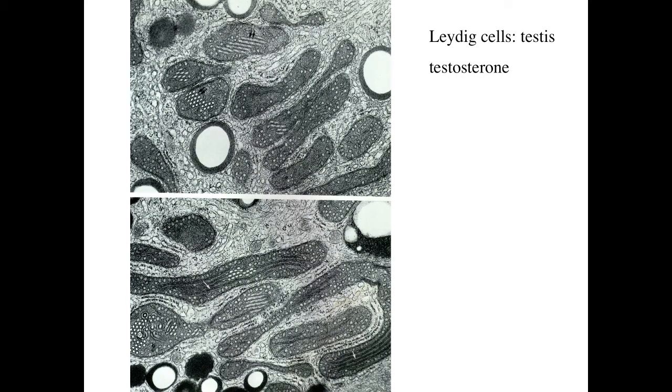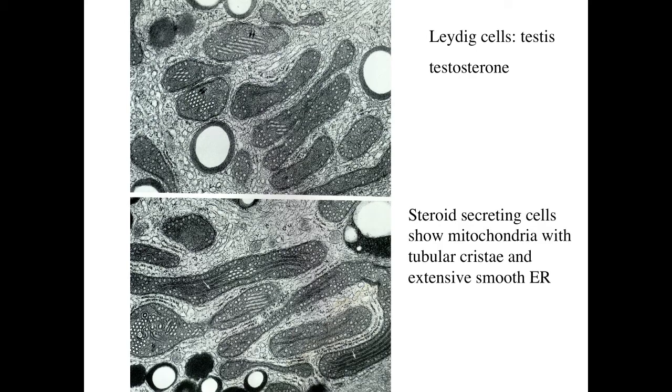Here's another interesting view of mitochondria, showing mitochondria with tubular cristae. These mitochondria happen to come from Leydig cells in the testis, and an interesting feature, cells that are involved in the production of steroid hormones show mitochondria with tubular cristae, and obviously the testis produces testosterone. So this is a very characteristic feature of steroid-producing cells, mitochondria with tubular cristae. So steroid-secreting cells will have, in addition to mitochondria with tubular cristae, a very extensive smooth endoplasmic reticulum.